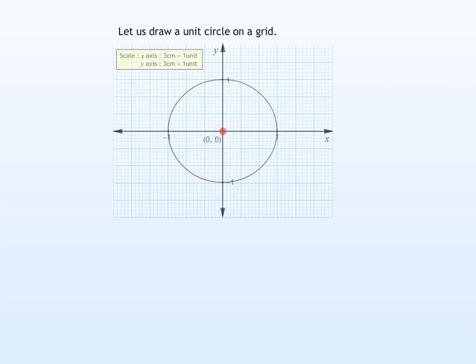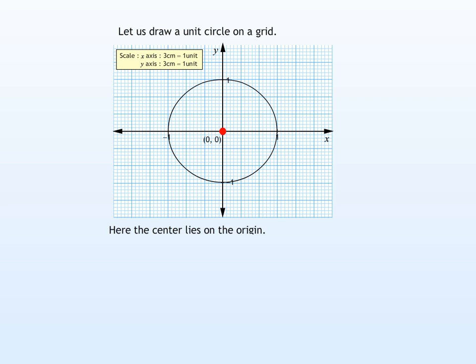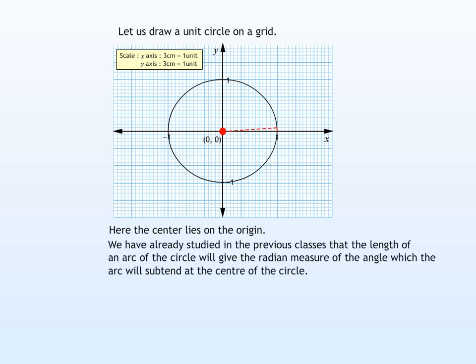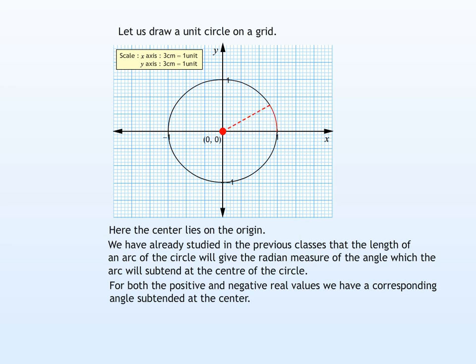Relation between radian and real numbers. Let us draw a unit circle on a grid. Here the center lies on the origin. We've already studied in the previous classes that the length of an arc of a circle will give the radian measure of the angle which the arc will subtend at the center of the circle. For both the positive and negative real values, we have a corresponding angle subtended at the center. Thus, radian measures and real numbers can be considered as one and the same.